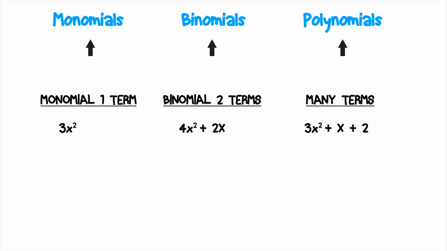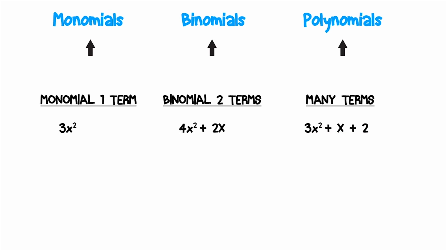Now a polynomial is when an expression has many terms. So this one here is one term, this one's two terms, and this one's three terms. But we can have more than just three terms. We can have many terms, like 3x squared plus x plus 2x plus 4. That's a type of polynomial as well. So monomials have one term, binomials have two terms, and polynomials have many terms.